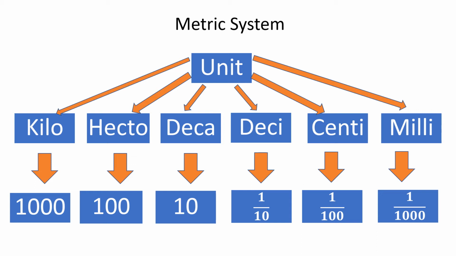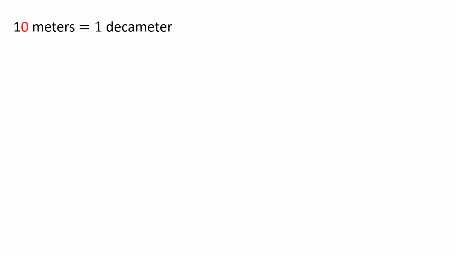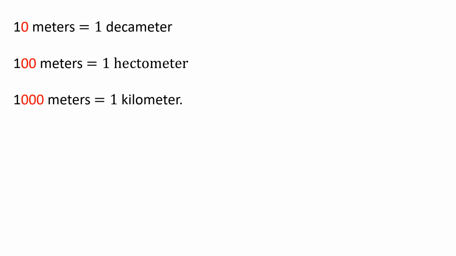Okay, let's go for our next one. From the previous slide, we can easily say that 10 meters is actually 1 decameter. That means we need to multiply the unit by 10 to get 1 decameter. For hectometer, we need to multiply our unit by 100. That is why 100 meters is actually 1 hectometer. If you want to go to kilometers, then you need to multiply the unit, I mean 1 meter, by 1,000. That is why 1,000 meters is actually 1 kilometer.